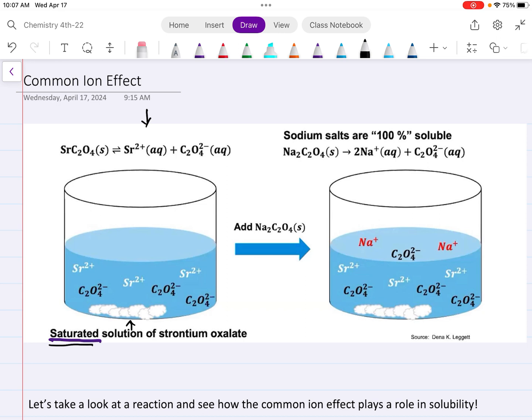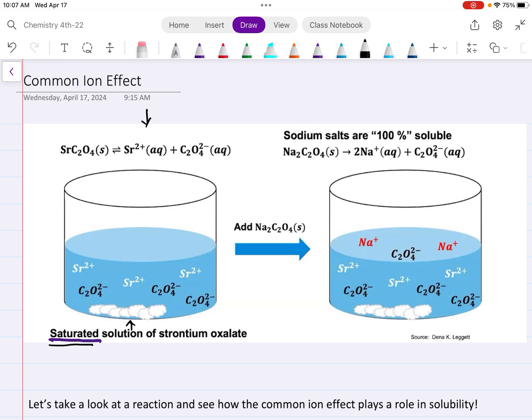The best way to think about this is if you're having a glass of iced tea and you add too much sugar, and the sugar sits at the bottom. What's happened is that the tea has become saturated. It can no longer dissolve the sugar, and the sugar sits at the bottom. So that's what we see here.